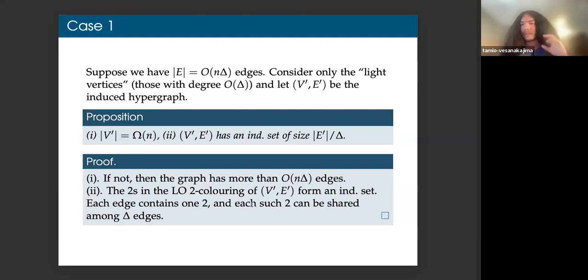Each edge contains 1, 2 because that's what an LO2 coloring is, and each 2 is shared among delta edges because that's the maximum degree. So just by these facts combined, they're at least size of E prime over delta 2s, which is the size of my independent set. Now, this means we basically have a pretty big independent set in my subhypergraph.